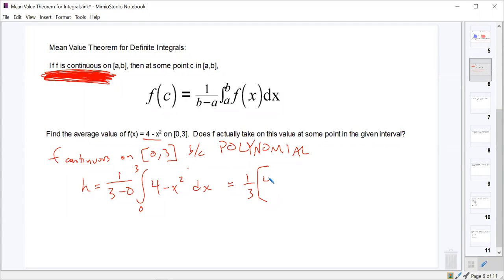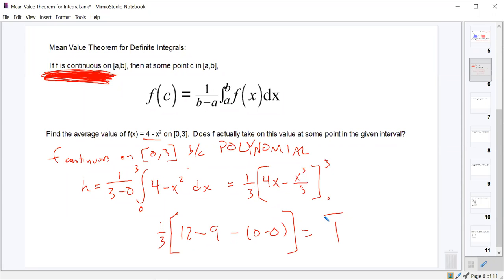Four x minus 3x over 3, or 3x cubed over 3, from 0 to 3. And now we'll just evaluate this. It's now 1/3 of 12 minus 27/3, which is 9. Minus, this is 0 minus 0 inside of there. If I plug in 0, we get 1/3 of 3, which is 1. So the average value of 4 minus x squared between 0 and 3 is 1.